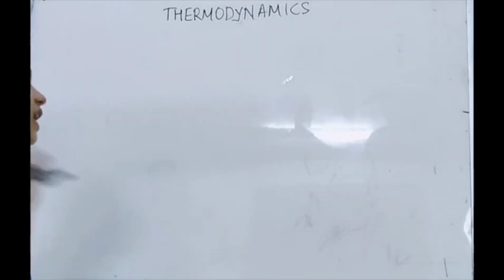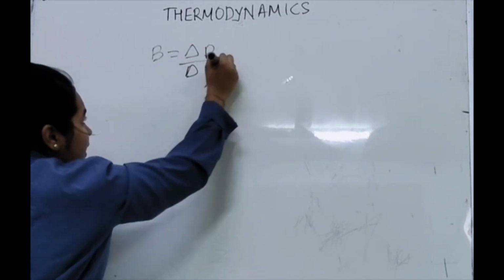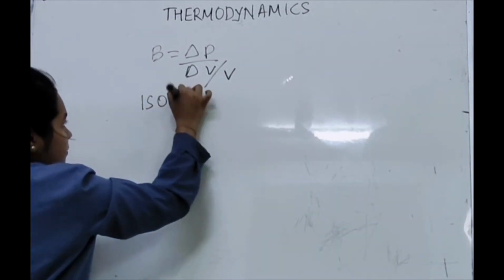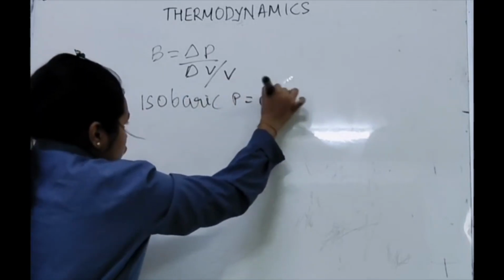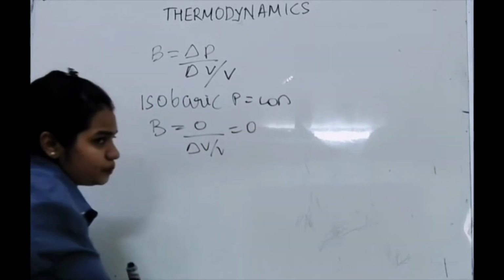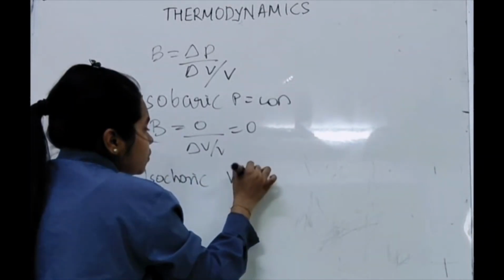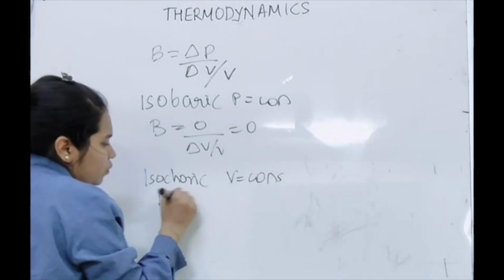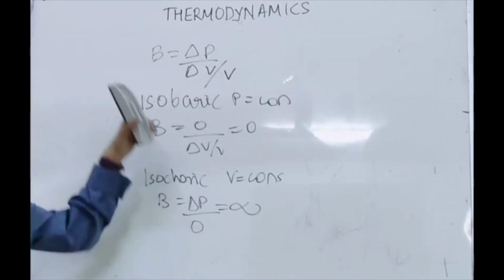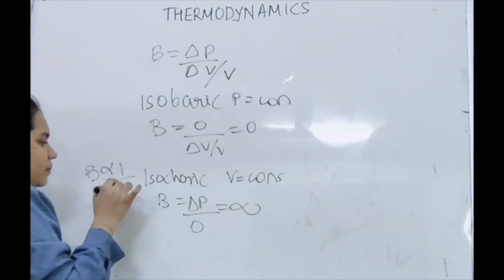Okay, let's go with the bulk modulus. Bulk modulus equals delta P by delta V by V. Now isobaric: P is constant, so B equals 0 by delta V by V, which is 0. Isochoric: V is constant, so delta V is 0, so B equals delta P by 0, which is infinity. So this is also very important. Bulk modulus is inversely proportional to the compressibility.